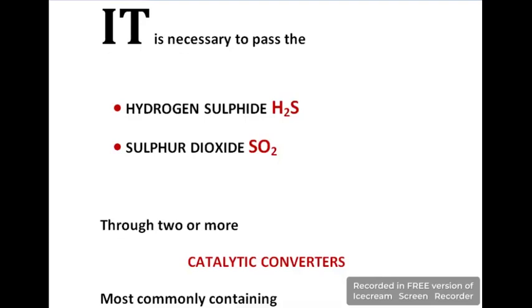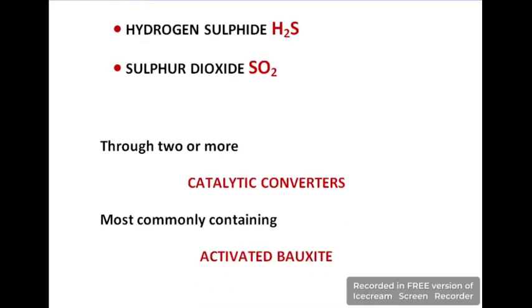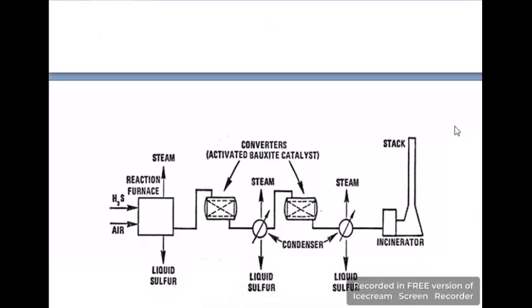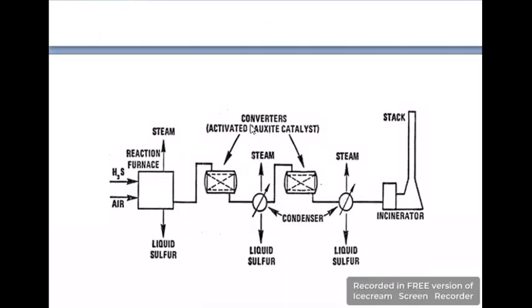Now we proceed towards a second reaction, which is a catalytic reaction. So in the first furnace we got SO2, sulfur dioxide, and the unreacted hydrogen sulfide also flows with this sulfur dioxide. So both these gases are sent towards the catalytic converter, and the most common catalyst used for this reaction is activated bauxite. You can also observe in this diagram these two converters, which are shown with dotted lines, and the catalyst is activated bauxite catalyst.